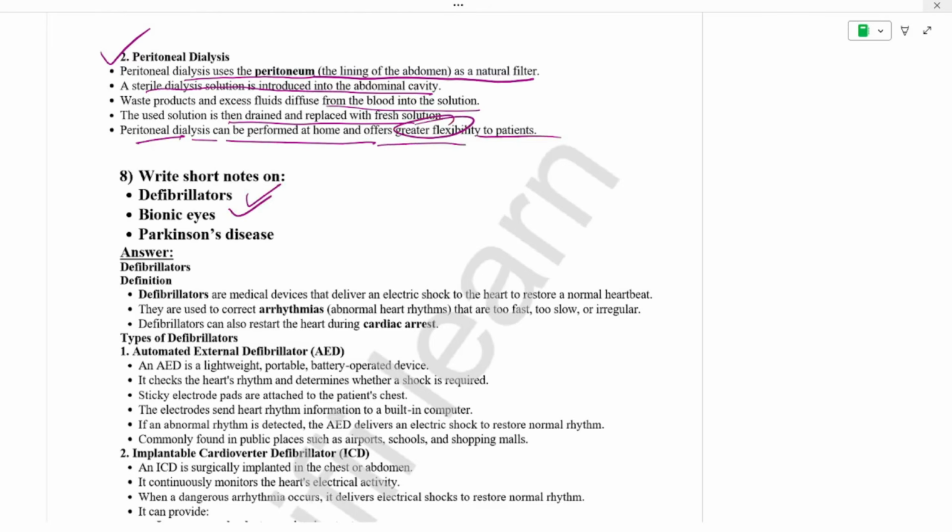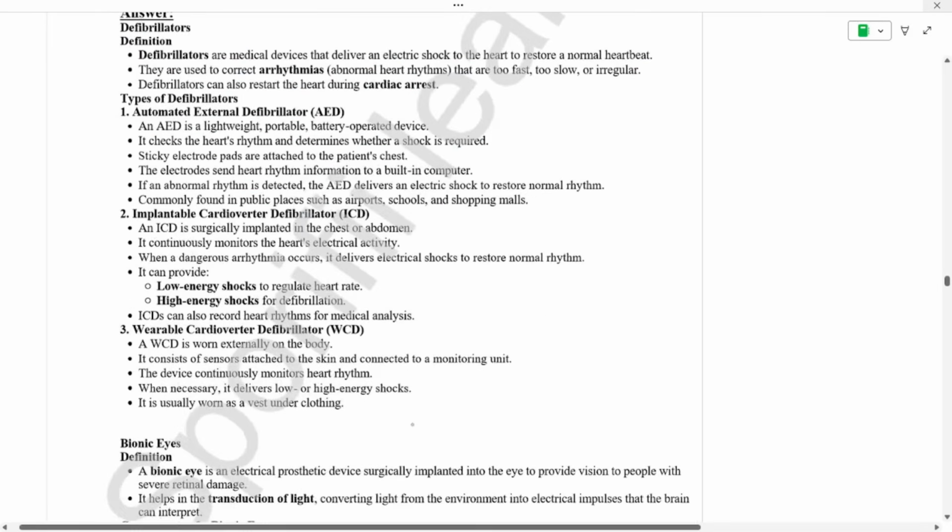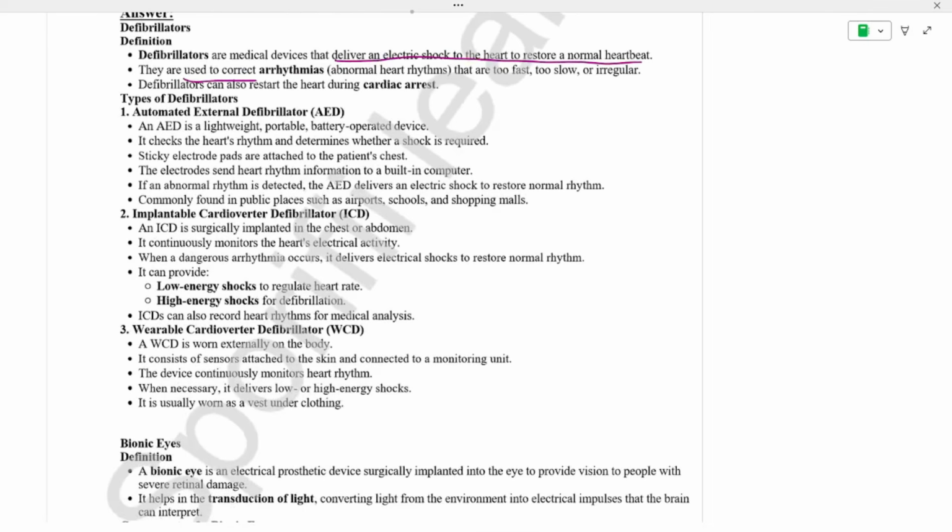Next is about the defibrillators, bionic eyes and Parkinson's. Defibrillators are medical devices that deliver an electric shock to the heart to restore a normal heartbeat. They are used to correct abnormal heart rhythms which are too fast, too slow or irregular, and there are 3 types, you can see this also.